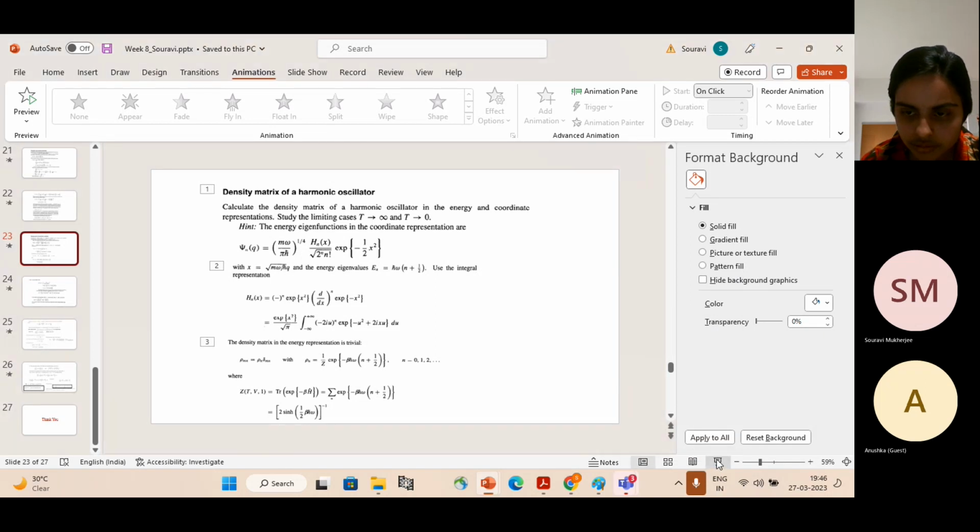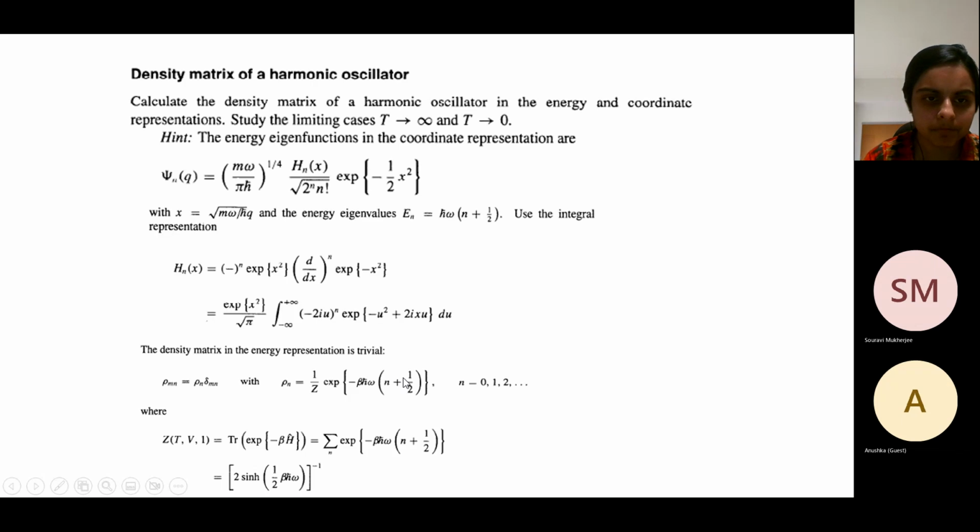Okay, so what you do is the trace of e to the power minus beta H. Trace means summation over all the diagonal elements, right? So it's summation over all possible energy levels n of e to the power minus beta h cut omega into n plus half, because this is how your energy levels are defined. So basically it's summation over n of e to the power minus beta En.